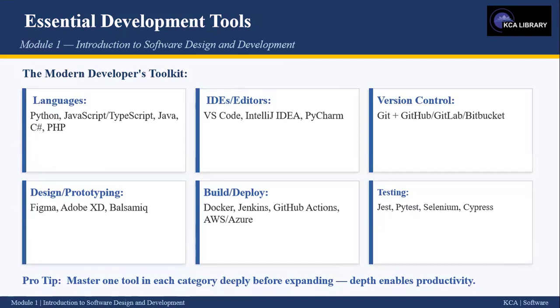Essential development tools. What is in your toolkit? You need a solid IDE like VS Code or IntelliJ, a version control system like Git, and tools for design, testing, and deployment. The pro tip here is to master one tool in each category deeply before adding more. Depth enables productivity.